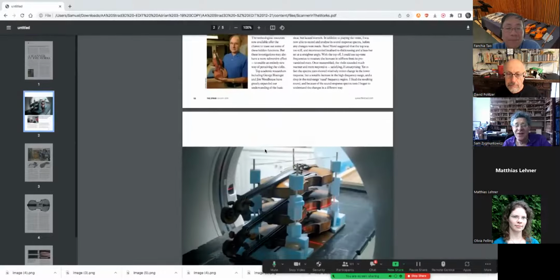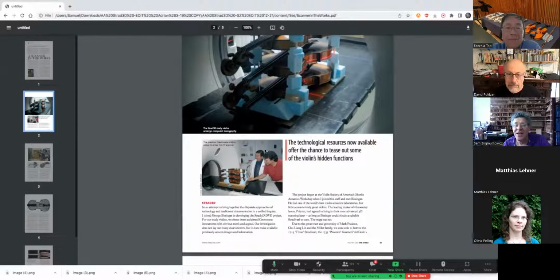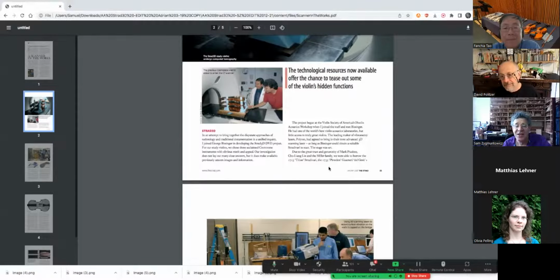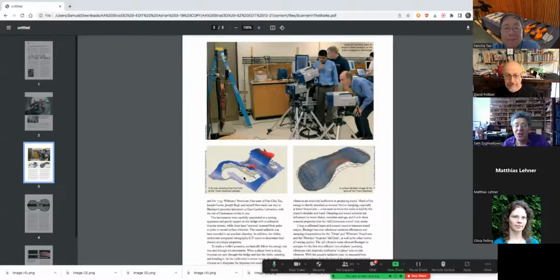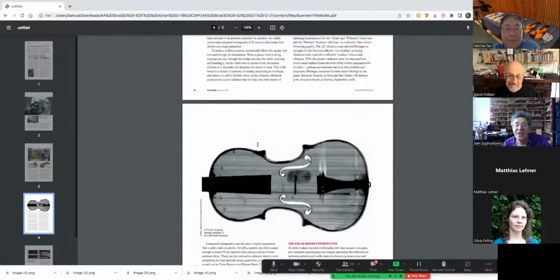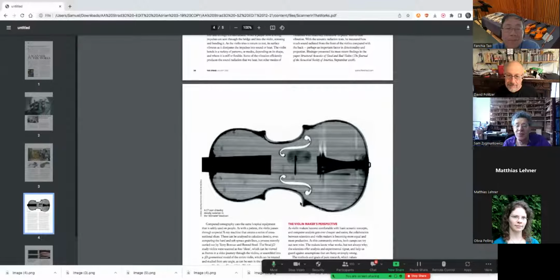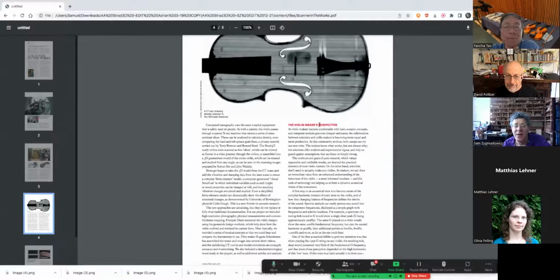And there's the violins going through the scanner. How cool is that? These technological resources now available offer the chance to tease out some of the violin's hidden functions. These are just some still shots. I still think this stuff is just so awesome, I have to confess. CT scans have proven really useful. You can get density information off of old instruments in a non-destructive, non-invasive way, from the violin maker's perspective.